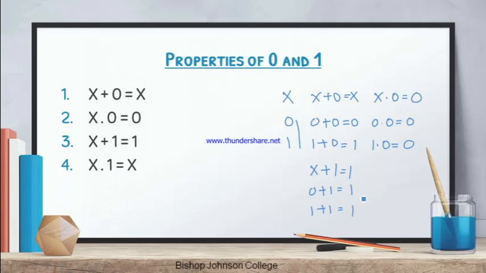Then X dot 1. When X is 0, it is 0 dot 1, and when X is 1, it is 1 dot 1. 0 dot 1 is 0 and 1 dot 1 is 1. So it is the same as X. If the input is 0, 1, the output is also 0, 1. So you can say X dot 1 is X.